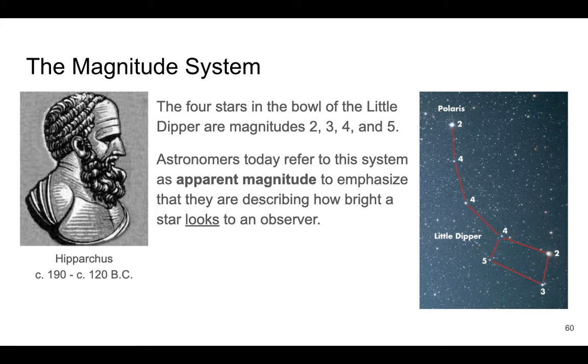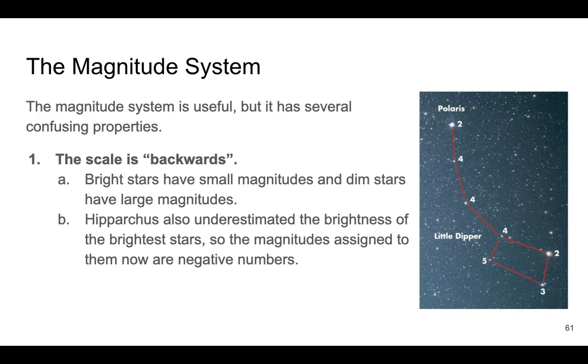this magnitude system is the apparent magnitude system. If you say magnitude system, it's implied you're talking about the apparent magnitude system. This is how bright the stars look to us, the observers here on Earth. So this is a very useful system to quickly talk about how bright stars and other objects are. But there's a couple of weird, confusing things about it.